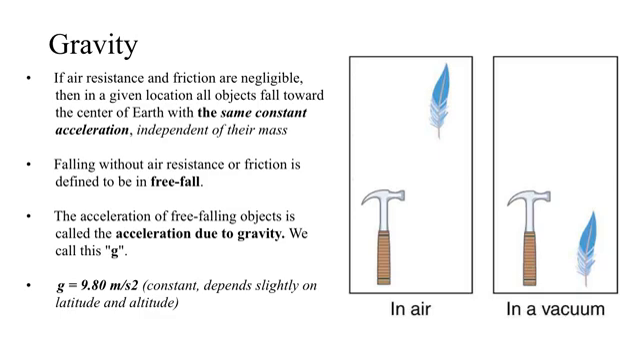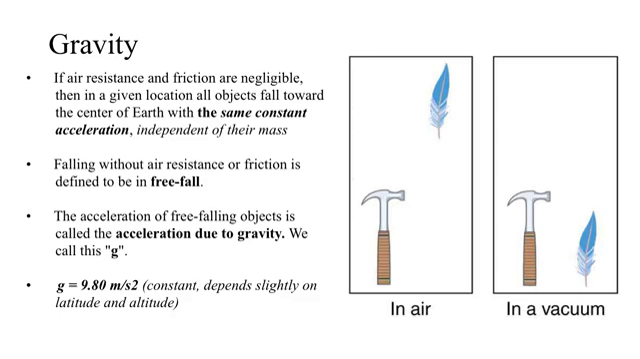We call this falling without air resistance or friction free fall, and we'll use this term frequently throughout the course. Now, because objects that fall freely through space do accelerate as they fall, right? They don't travel at a constant speed. They actually do speed up as they fall. We proved that in our lab. We call this the acceleration due to gravity, right? Because gravity is the force causing this acceleration.